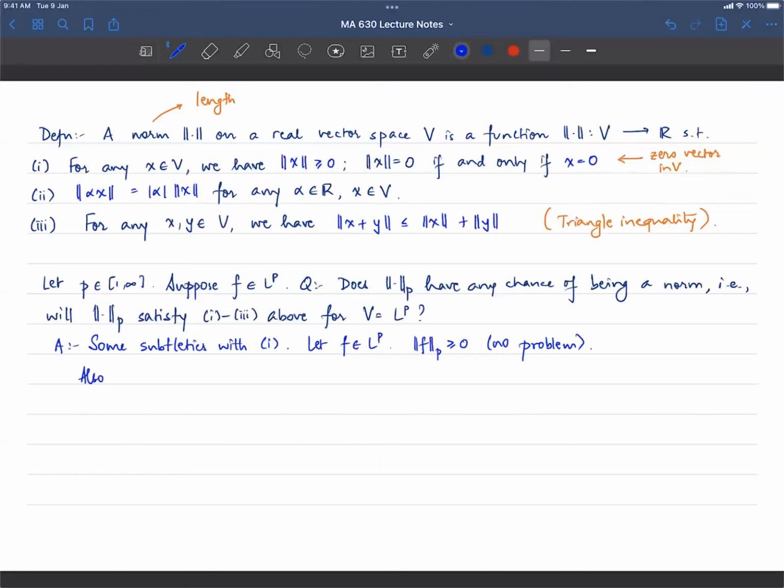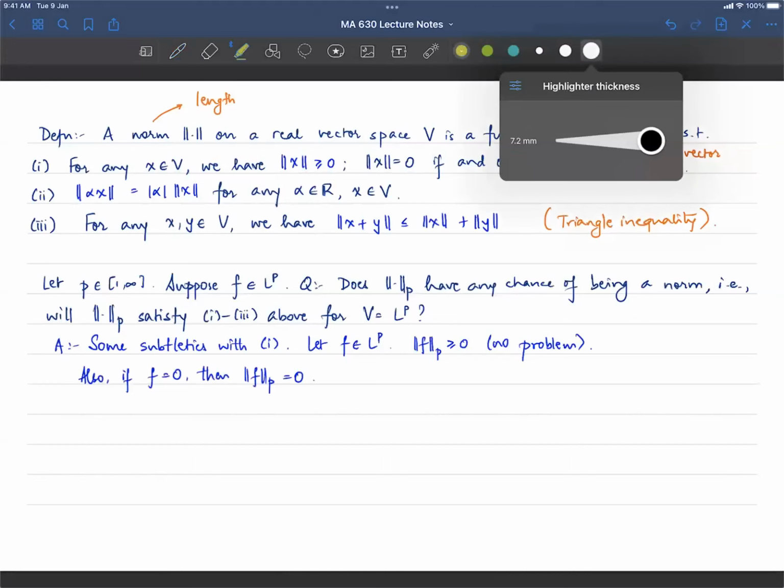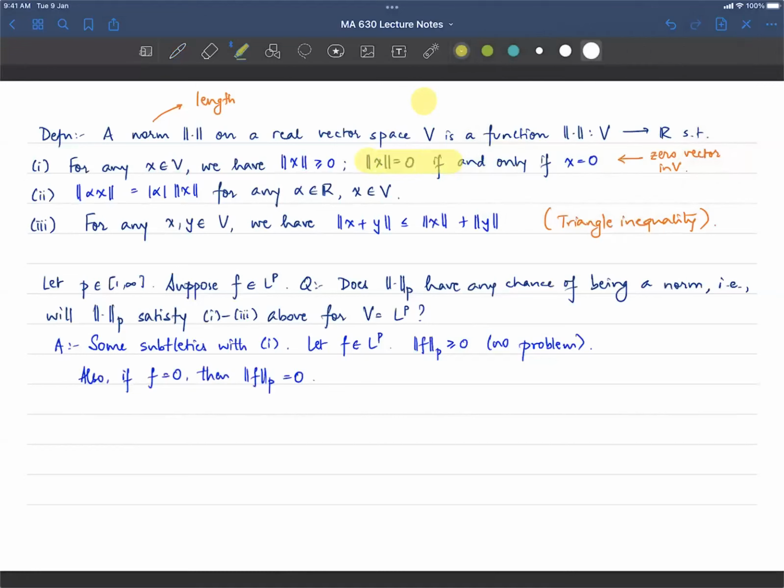Also, if f is the 0 function, then this symbol is going to be 0. So when I look at this highlighted thing, one way is no problem. If x is 0, norm x will be 0. It is in the other direction that there is a subtlety. So if f is 0, then this symbol applied to it is 0.